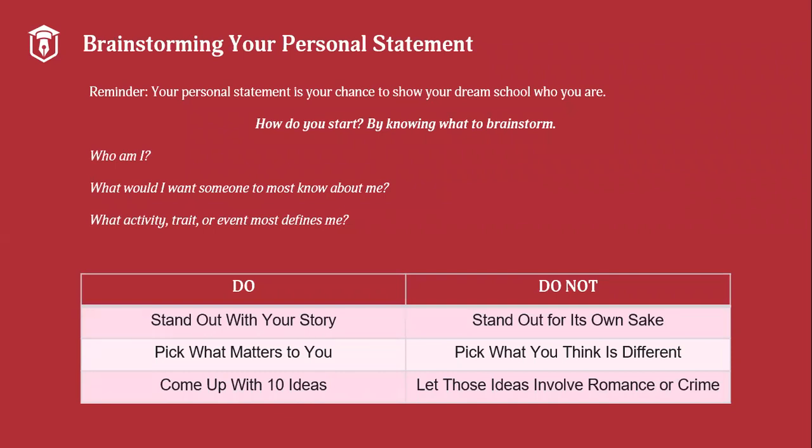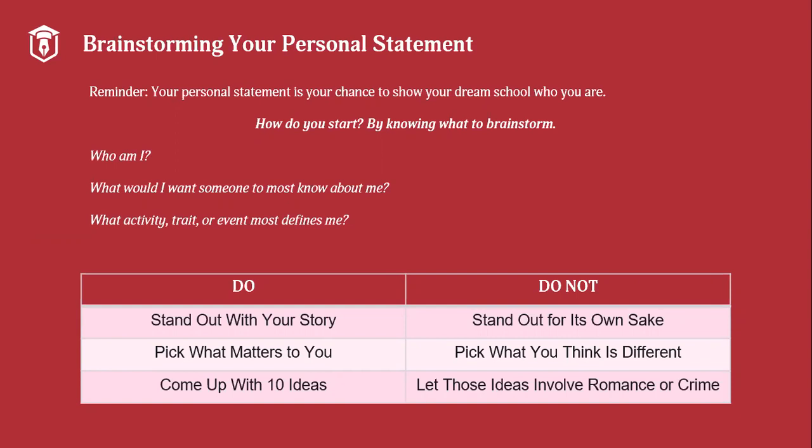So as a reminder, your personal statement, more than any other essay, is your chance to show your dream school who you are. It's admittedly a really broad statement, but you can narrow it down some by thinking about what this is not asking for. Not what you want to do at your dream school, not your activities, but rather who you are as reflected through your experiences. But even still, this is an enormous question. So, how do you start?